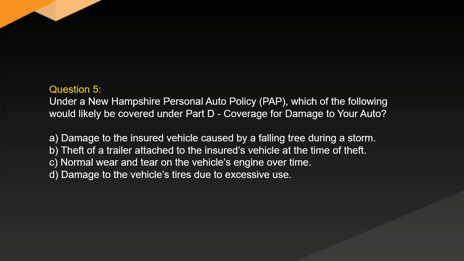Question 5. Under a New Hampshire personal auto policy, PAP, which of the following would likely be covered under Part D? Coverage for damage to your auto. A. Damage to the insured vehicle caused by a falling tree during a storm. B. Theft of a trailer attached to the insured's vehicle at the time of theft. C. Normal wear and tear on the vehicle's engine over time. D. Damage to the vehicle's tires due to excessive use.